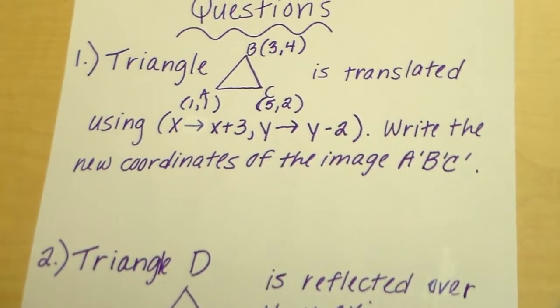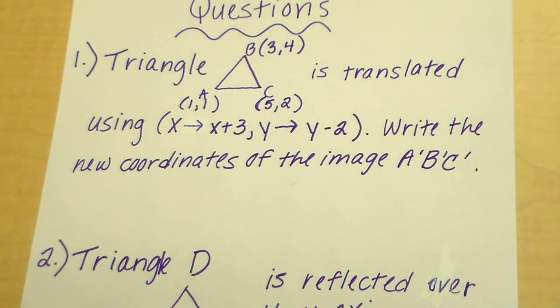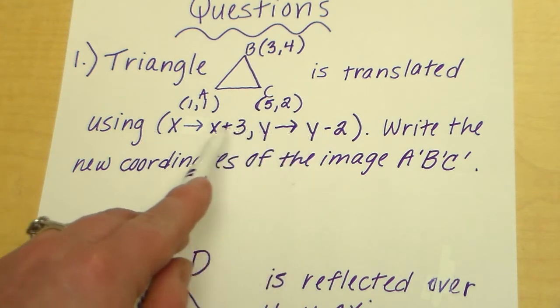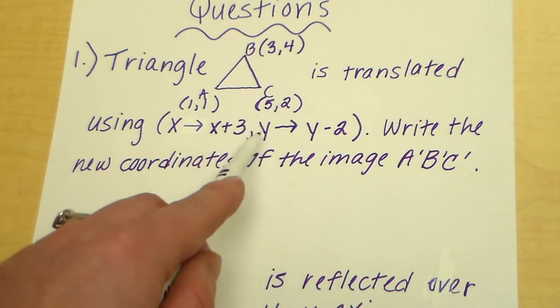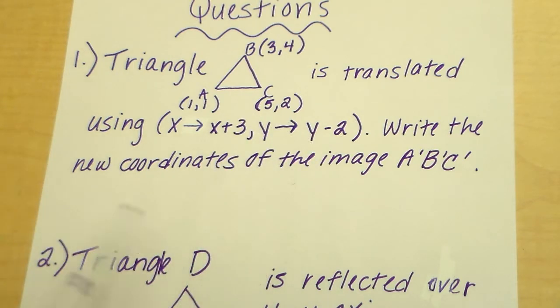First one, suppose we have triangle ABC with the ordered pair points as labeled. A is 1, 1, B is 3, 4, C is 5, 2. And we're translating it using this rule right here. So x changes to x plus 3, y changes to y minus 2. Please write the new coordinates of image A prime, B prime, C prime.